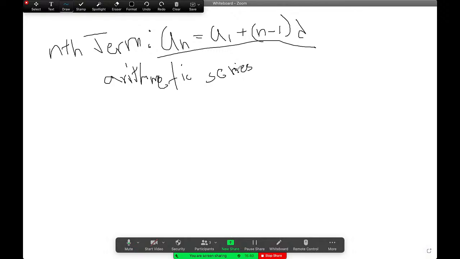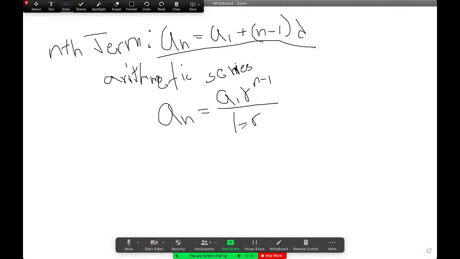Let me fix that real quick. There we go. Okay, so geometric series. Does somebody want to tell me the formula for a geometric series? It's actually not d here, but it's r, because you have a ratio instead of a difference. Remember?